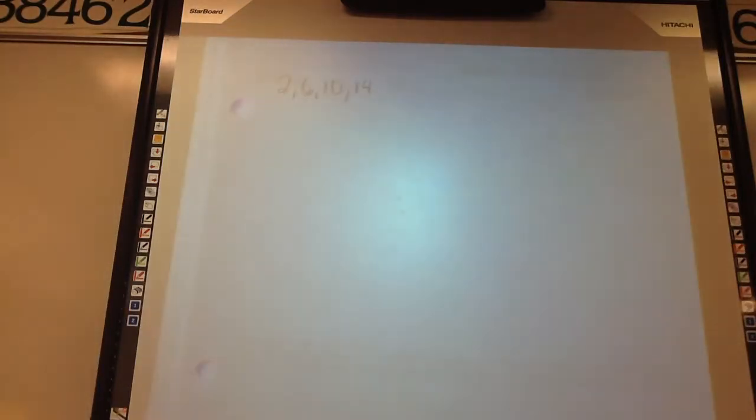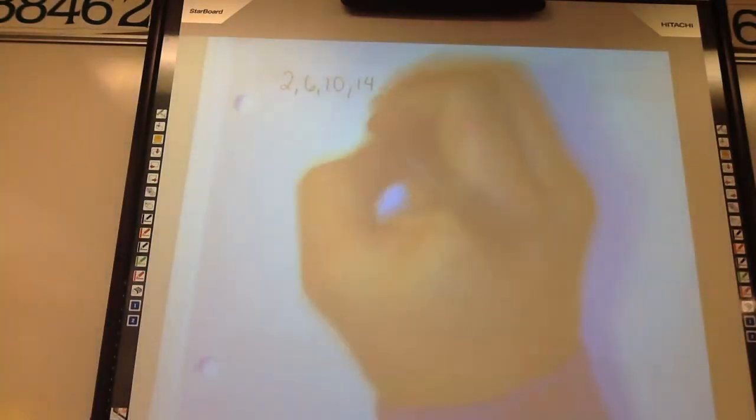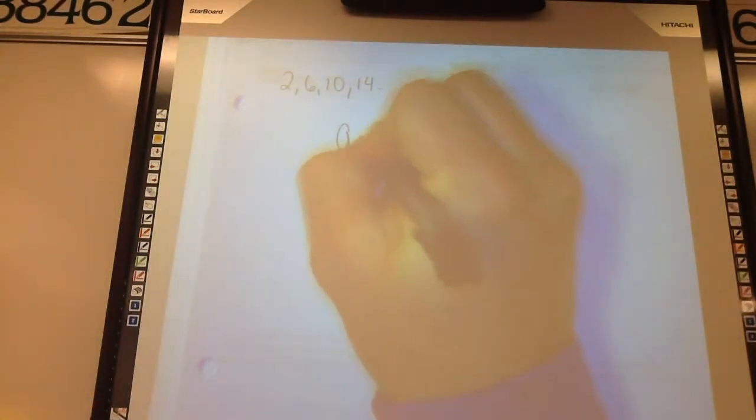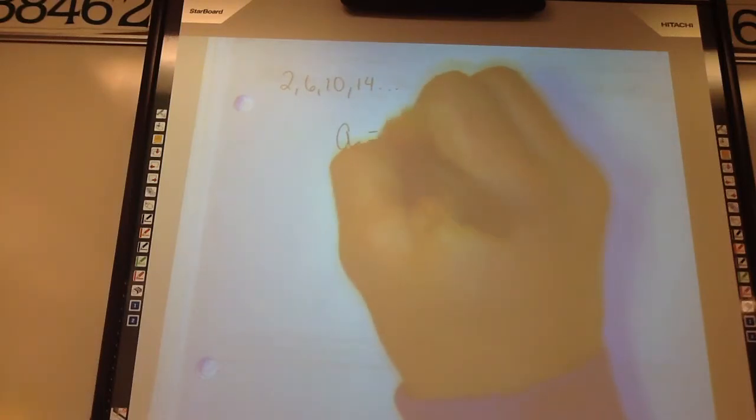Can we figure out the sequence? Okay. Yeah. What's it going up by? 4. So if you're trying to write a rule, what does the 4 have to do with anything? It's the slope. Yeah, it's the first thing, it's 4n.